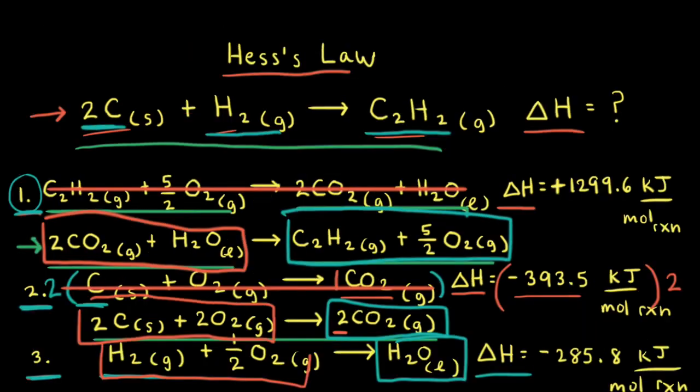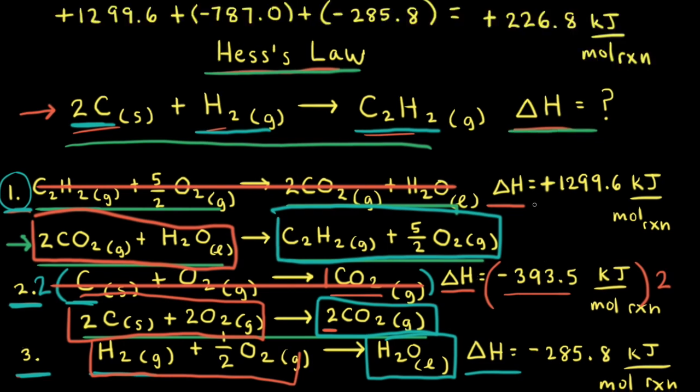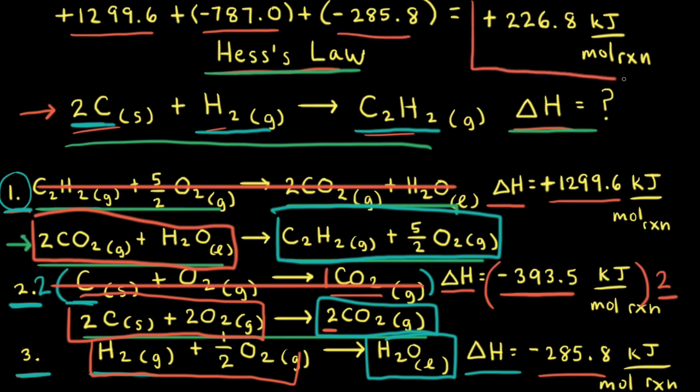Since we were able to add up our equations and get the overall equation, according to Hess's law, we should also be able to add the changes in enthalpies for these steps to get the change in the enthalpy for the overall reaction. If we look at the changes in enthalpy for the individual steps, we had positive 1299.6 for the first equation, and so that's up here. For the second equation, we had negative 393.5 times 2, which is negative 787. And for our third equation, we had negative 285.8. When we add everything together, we get positive 226.8 kilojoules per mole of reaction.